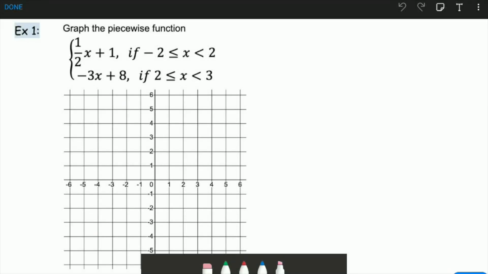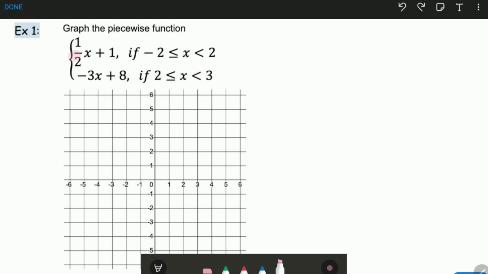In this video, we're going to go over graphing a piecewise function. We have this piecewise function here, which has two segments. The first segment here, and the second segment there. The first segment is the rule when x is between -2 and 2, while the second segment is from 2 to 3.